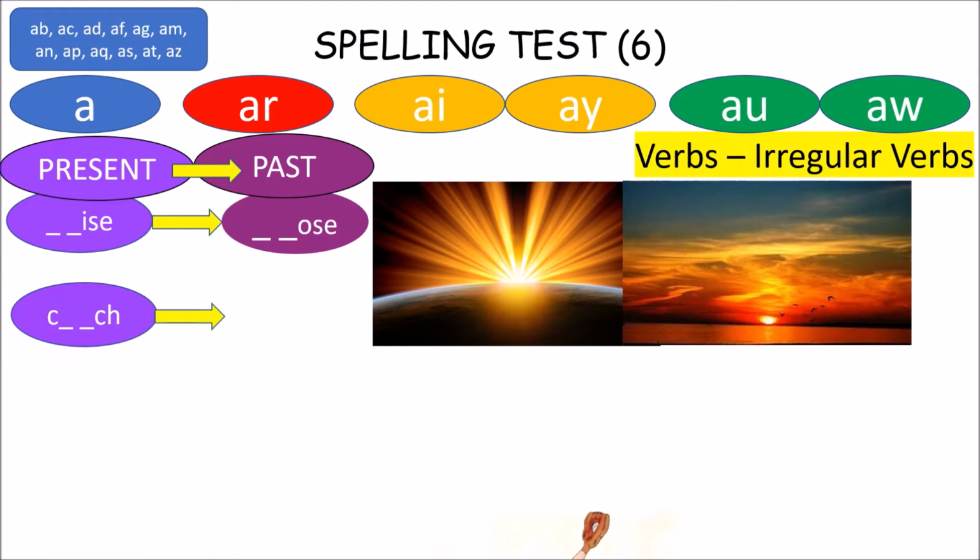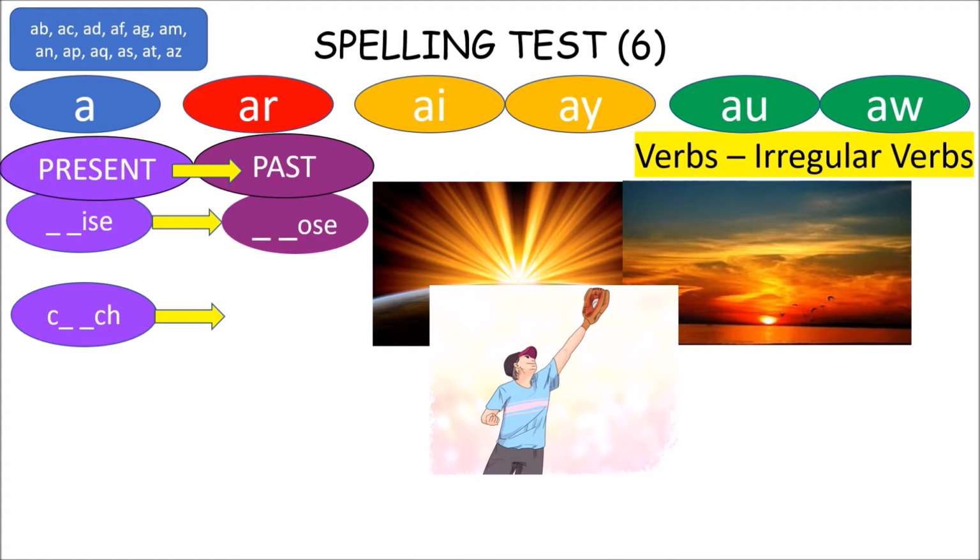The second word is catch, A as in catch. So in the picture, the player can successfully catch the baseball. If this happens in the past, we simply say he caught the baseball, or as in caught.